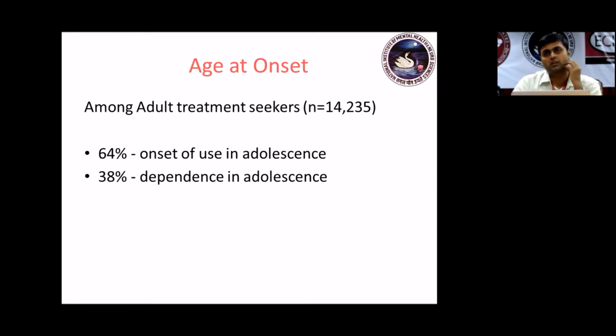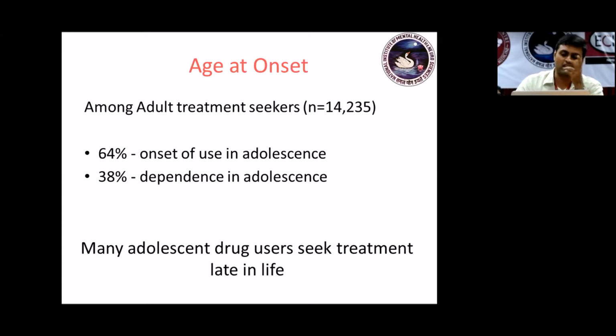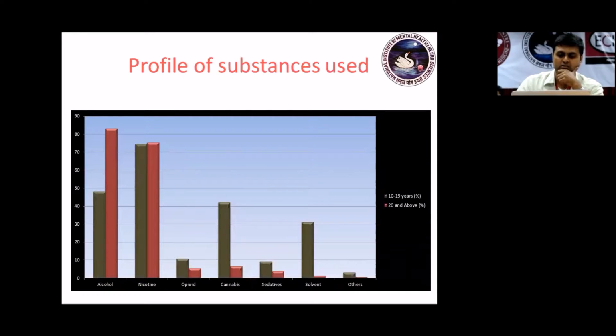As quoted in the National Rapid Assessment Survey, 64% of our adults did their first substance use in their adolescence itself, and 38% of them did have dependence in adolescence itself. They have said dependence in adolescence itself, but they reach any form of treatment at a later point of time in their life.